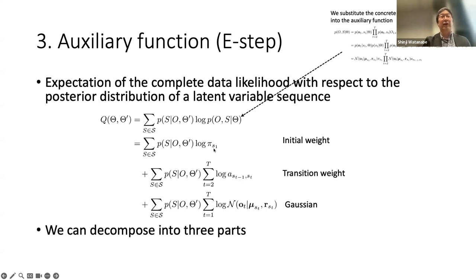And then we can decompose this distribution into three components. One is the initial weight, the other is the transition weight, and the third part is the Gaussian. The equation change is not very difficult, since it is a product here, and a product inside the log becomes a summation, right? So it's just splitting into each term. That's it. I didn't do anything.